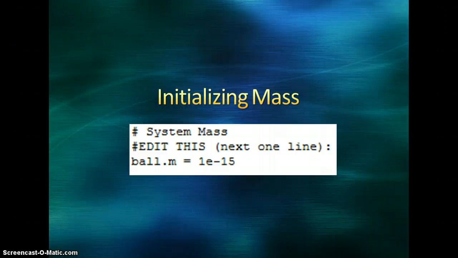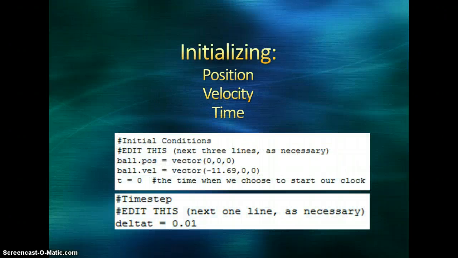Here we go into the VPython code, which was used to make a model of the experiment that you just saw. The mass is initialized in kilograms as 1 times 10 to the negative 15th kilograms, as you can see under the edit this line. Next, I initialize the position, velocity, and time. You can see that the position and velocity are both in vector format, which is why it has a parenthesis, 0, 0, 0 for position and negative 11.69, 0, 0 for velocity.